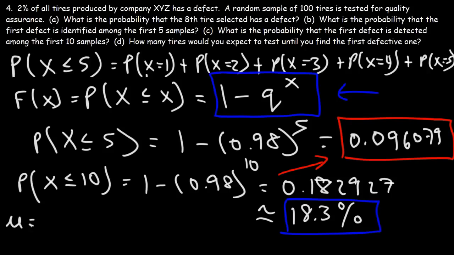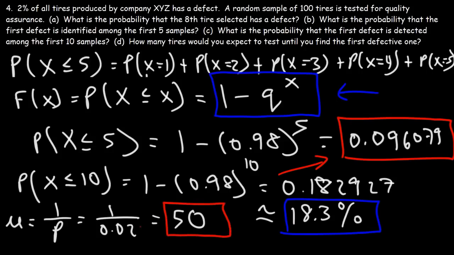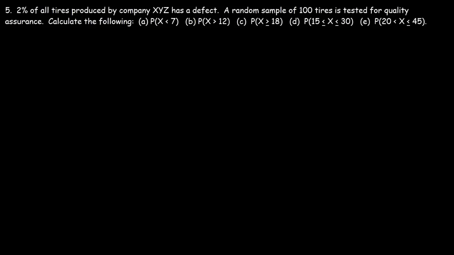So the mean is 1 over P. And the probability of finding a defective tire is 2% or 0.02. So 1 divided by 0.02 is 50. So you should expect to test 50 tires until you find one defective one, because that's the mean. So that's it for this problem.